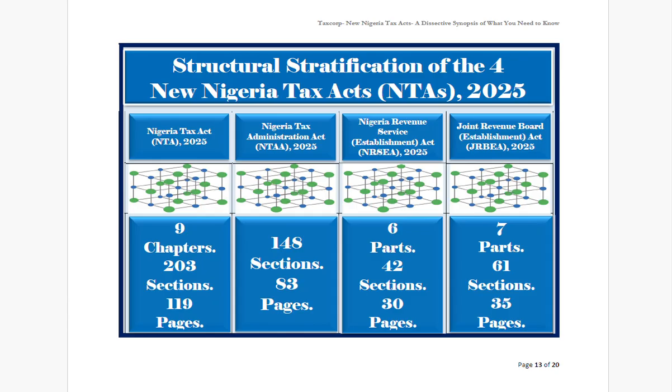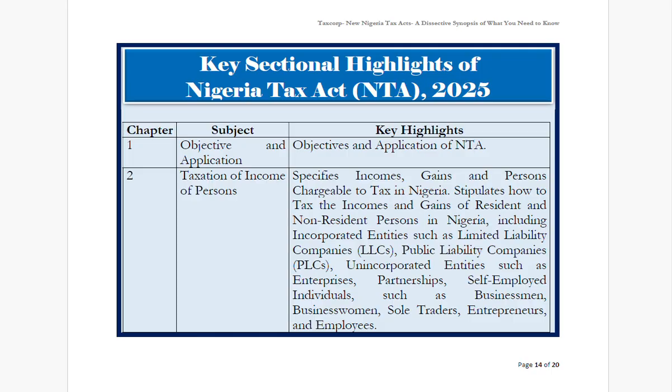So in total, you are looking at 267 pages for the entire four new Nigerian Tax Acts. Now, key sectional highlights of the Nigerian Tax Act. We have looked at the structure, so let's look closely again at the structure and its highlights. Like we said, the Nigerian Tax Act is structured into 9 chapters. So what do these 9 chapters contain? The first one is chapter 1, objective and application. The key highlight is that it contains the objectives and application of the Nigerian Tax Act.